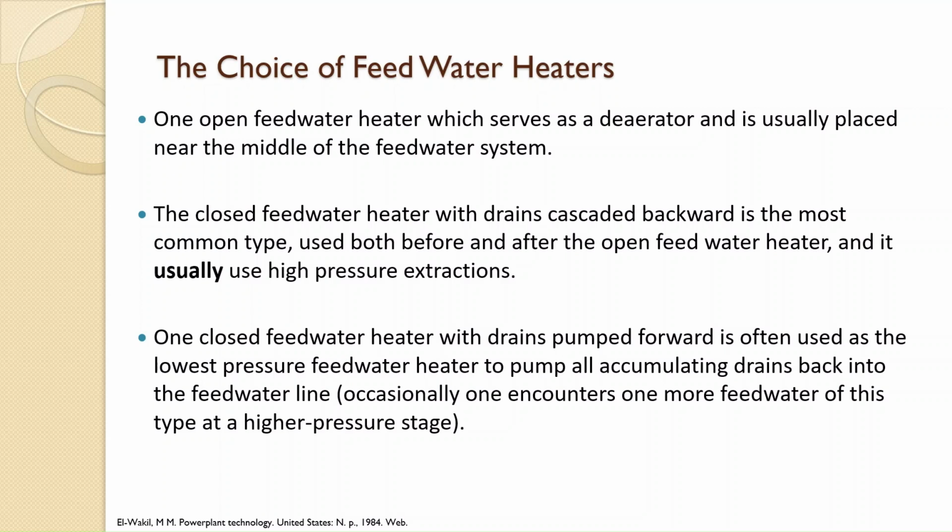There are some general guidelines when it comes to the choice of the feed water heaters that I've summarized here. In a typical steam power plant, we usually have one open feed water heater, which serves as a deaerator and is usually placed near the middle of the feed water system. The closed feed water heater with drains cascaded backward is the most common type, used both before and after the open feed water heater, and it usually uses high pressure extractions. We also have usually one closed feed water heater with drains pumped forward, and it's often used as the lowest pressure feed water heater to pump all accumulating drains back into the feed water line. Occasionally, one encounters one more feed water heater of this type at higher pressure stages as well.